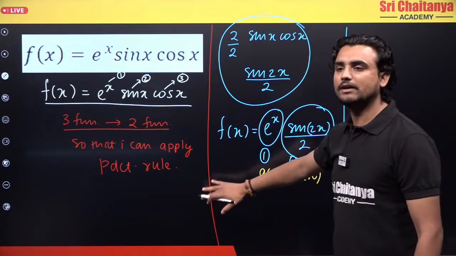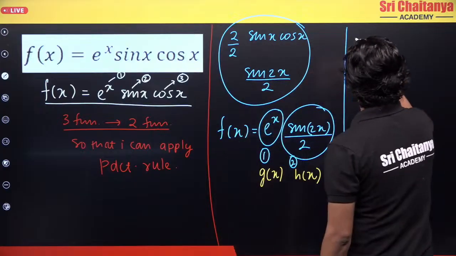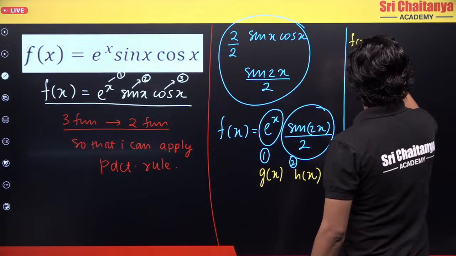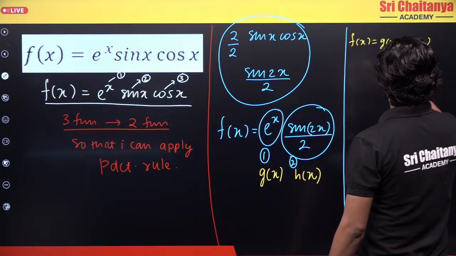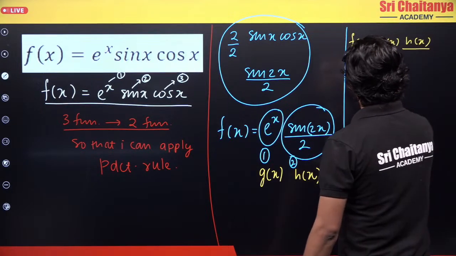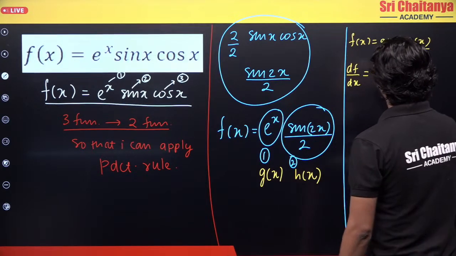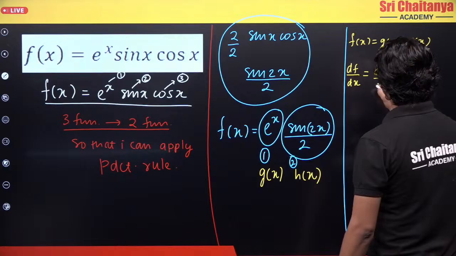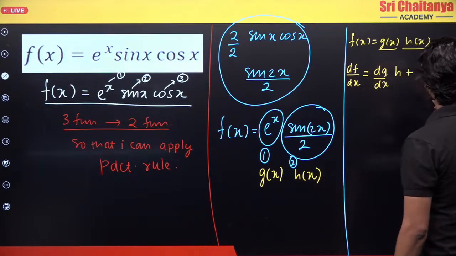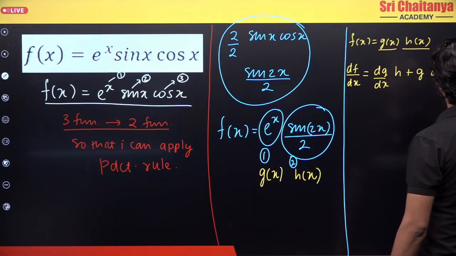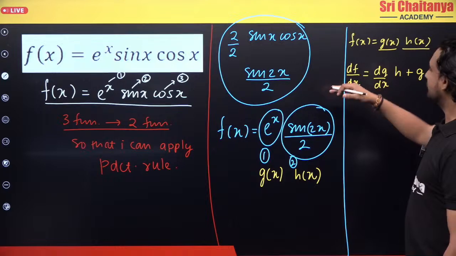And what can I do here? I will apply my product rule here. And what is the product rule? The product rule says that if I have 2 functions, f(x) is equal to g(x) into h(x), I can apply the product rule individually. So the differentiation of f with respect to x is: first differentiate the g function and keep h as it is, plus now I will keep the g function as it is and differentiate the other function. Clear?